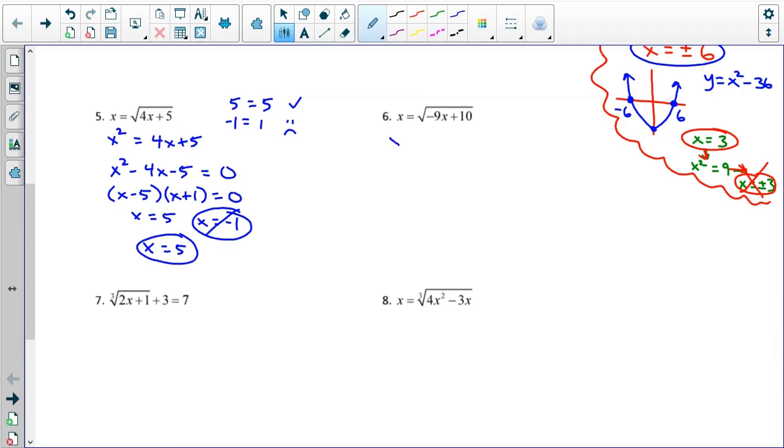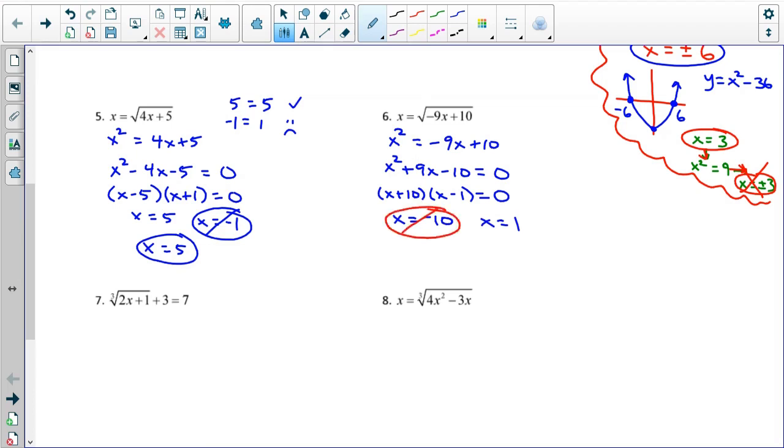Number 6, likewise, I will square both sides. So I have x squared equals -9x plus 10. X squared plus 9x minus 10 equals 0. X plus 10 and x minus 1 are the factors. So I get x equals -10 and x equals 1. If I substitute these things back in, I end up with -10 not working because -10 does not equal +10, but x equals 1 does work.